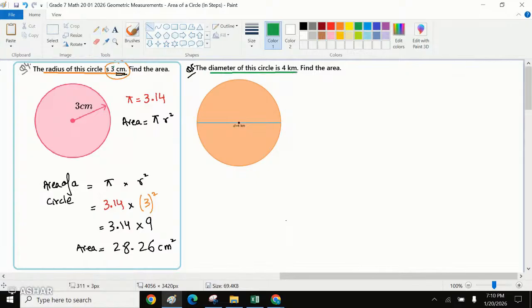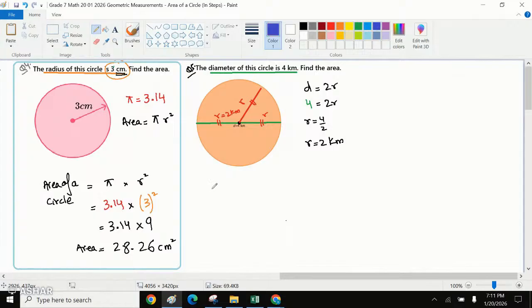Diameter means the distance from one edge of the circle to the other edge, passing through the center. We know that diameter is twice the radius. If the diameter was 4, then the radius would come out to be 2 and the unit stays the same, kilometers. So we can say that the radius for this shape is, this is the radius, this is the radius, or this could be the radius, right? The radius was 2 kilometers.